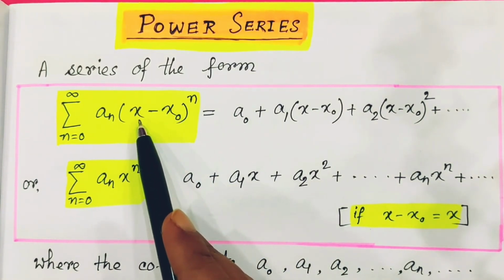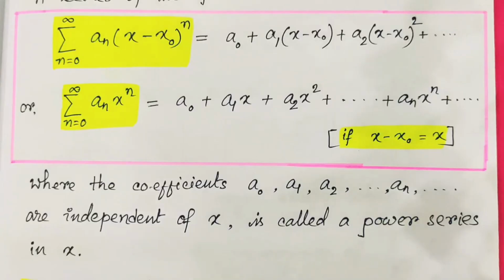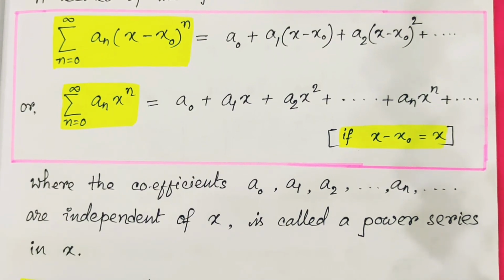Here, if we just replace x minus x0 by x, then we will get this form, where the coefficients a0, a1, a2, up to a_n and up to infinity are independent of x, and it is called a power series in x. For this power series, our target is the same. We are supposed to verify the nature of this series. Nature of this series means whether it is divergent, convergent or oscillatory, for which values of x, that we are going to find out here.